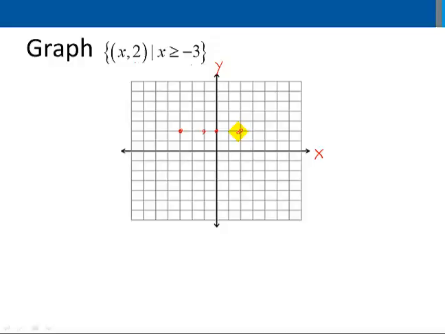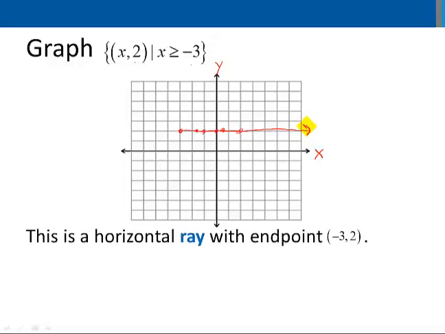But x does not have to be an integer, so let's include the points (-1.5, 2) and (1/3, 2). Including all points with x values greater than or equal to -3 and y coordinates of 2, we have what is called a horizontal ray with endpoint (-3, 2). Note that this graph contains an infinite number of points.